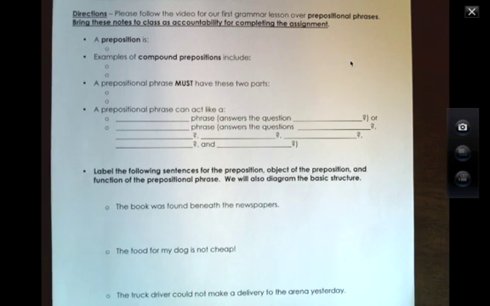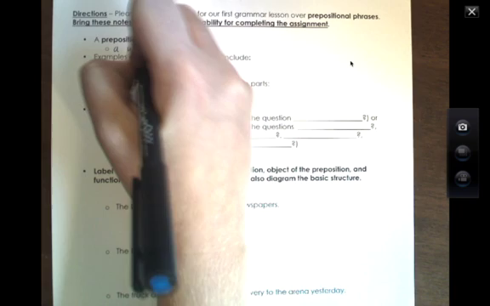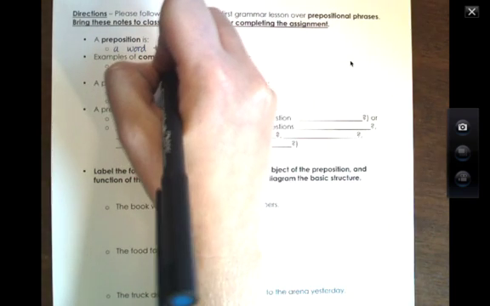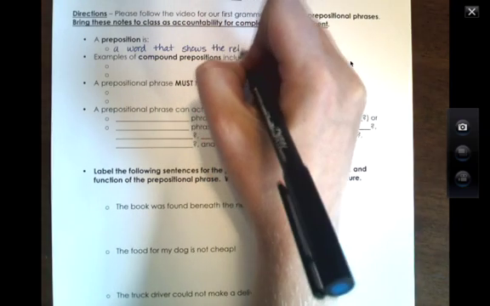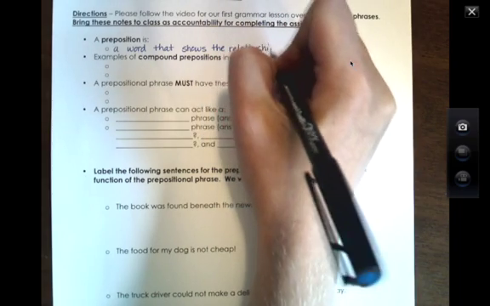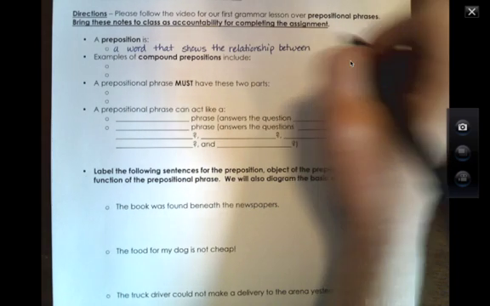So, first thing we need to know is what is a preposition? The easiest way to think about a preposition is that it is a word that shows the relationship between a noun or a pronoun to another word in a sentence. So, here on your notes, a preposition is a word that shows the relationship between a noun or pronoun and another word in a sentence.